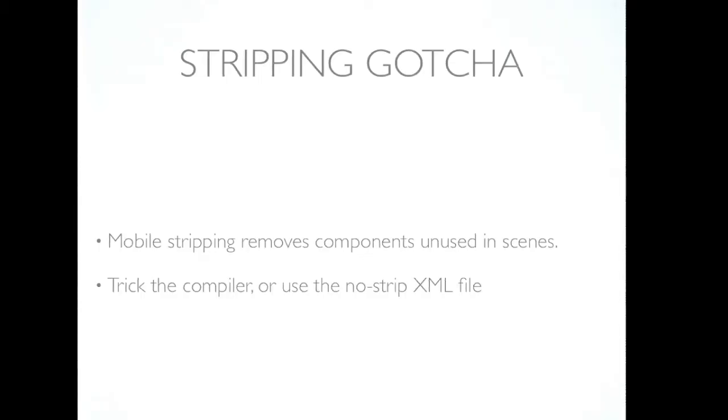And this includes all components, like things such as mesh renderer. If your project doesn't have a mesh renderer and you have a mesh in an asset bundle, and you have full stripping on a mobile device, you're going to have runtime errors.